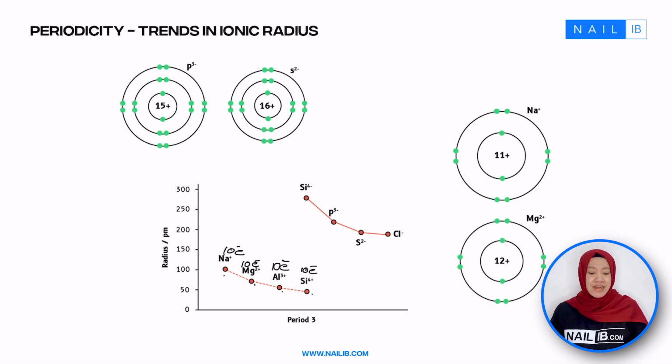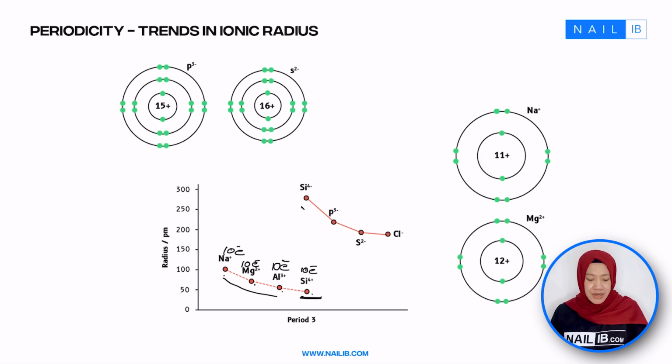Right, so remember when I talked about the atomic radius? When you go across a period, the charge increases and the number of protons increases as well. This causes greater attraction between the nucleus and the electrons. So the attraction in Si4+ is the greatest compared to the other 3 ions. So that's why Si4+ has the smallest ionic radius compared to Al3+, Mg2+, and Na+.